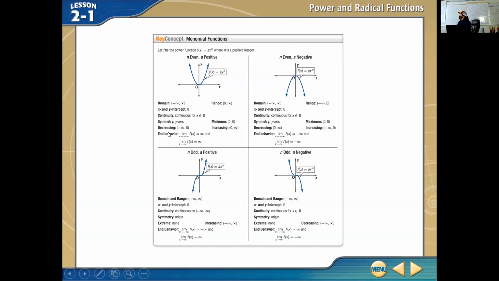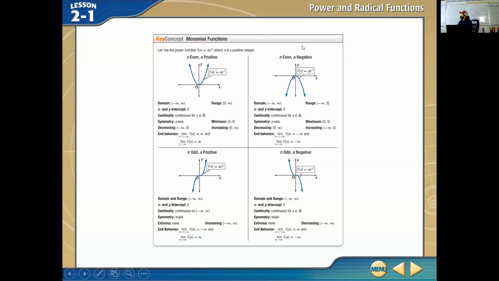It's decreasing from negative infinity to 0 and increasing from 0 to positive infinity. Because as we go from left to right, our graph goes down, and then it begins to increase as soon as we hit our extremal point. In end behavior, the limit as x approaches negative infinity, f of x equals positive infinity. And the limit as x approaches positive infinity, f of x also approaches positive infinity. Once again, this is true for all power functions where n is even and a is positive.